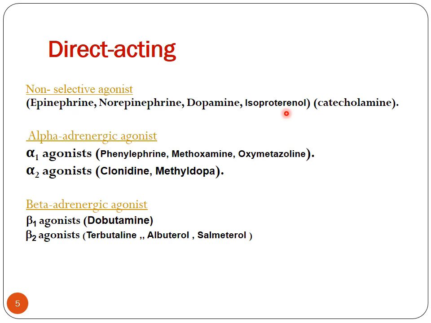Isoproterenol is another catecholamine, non-selective, but it has higher affinity for beta receptors, both beta 1 and beta 2. So these are the non-selective direct acting sympathomimetics. What about the selective sympathomimetics? We have selective alpha agonists and selective beta agonists.